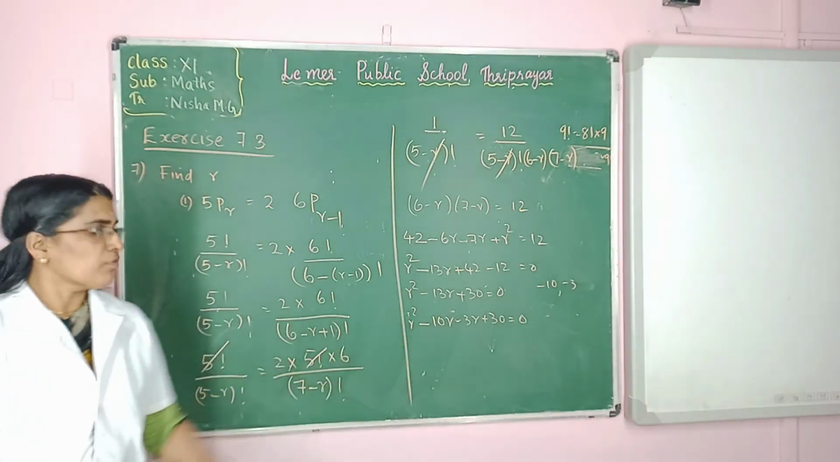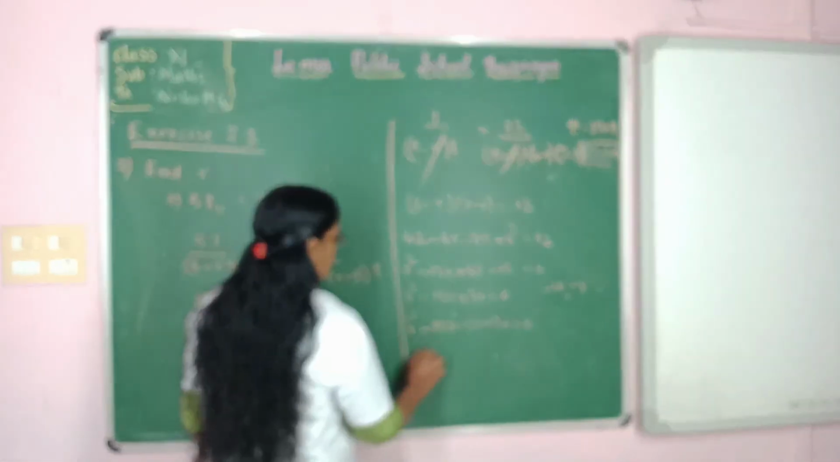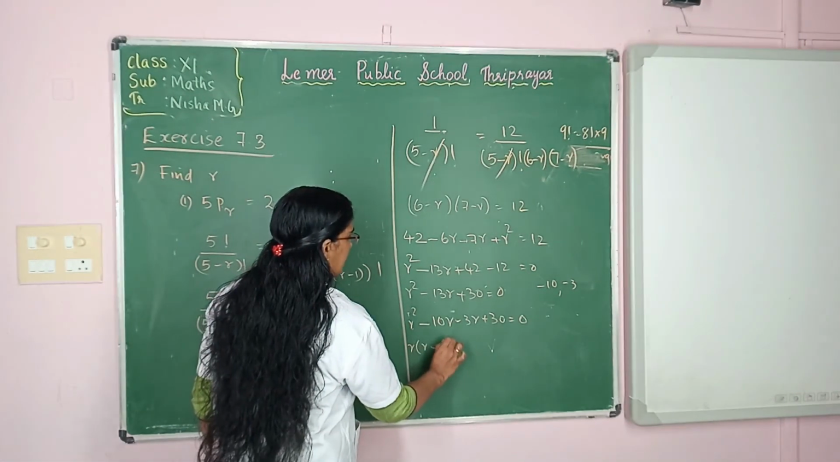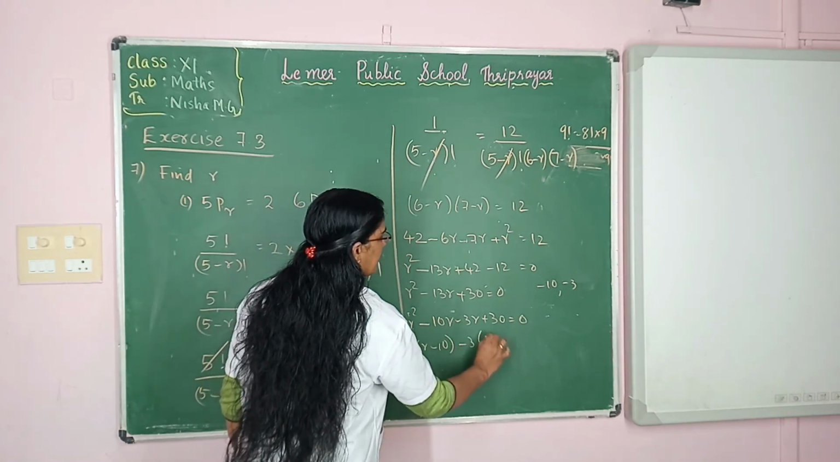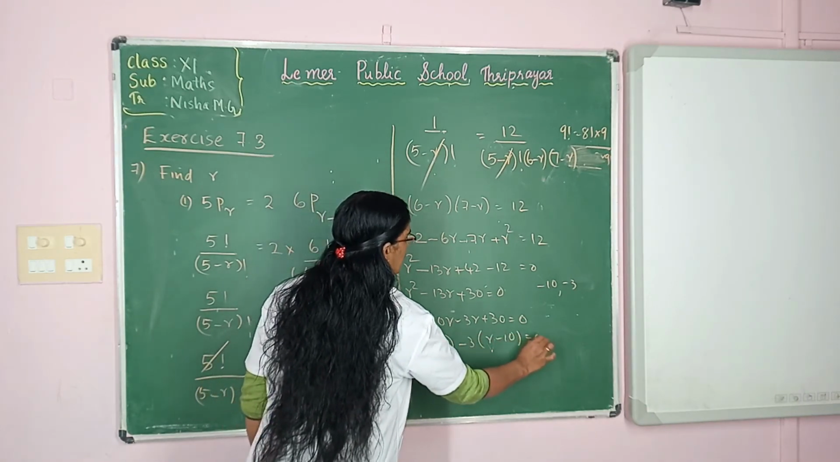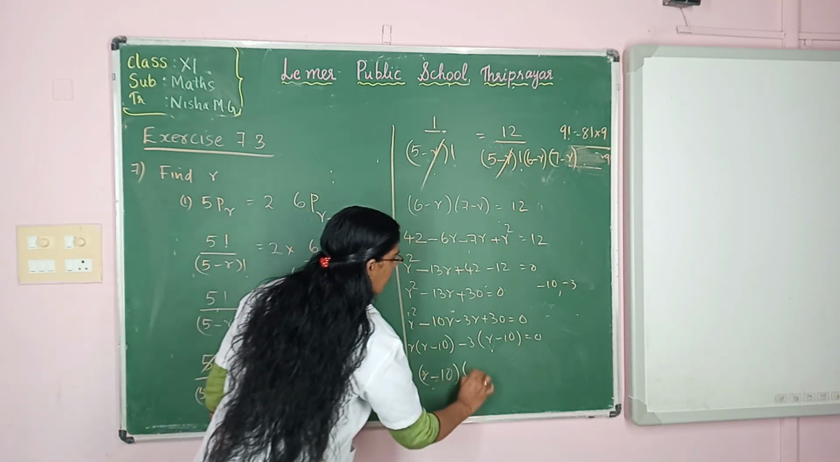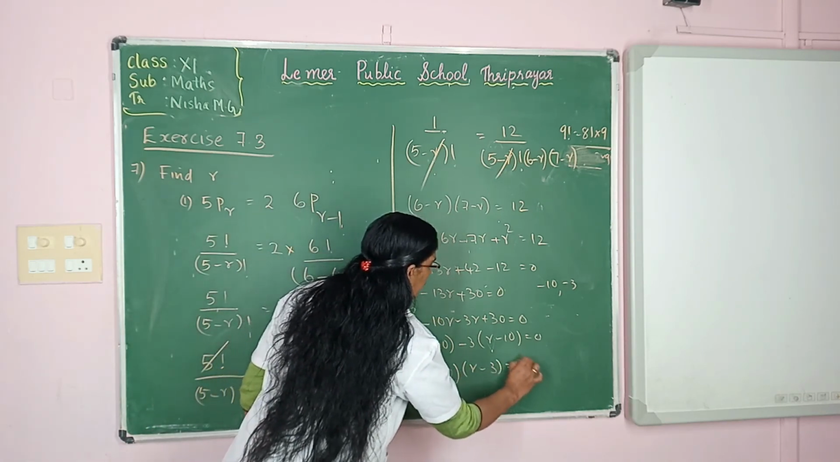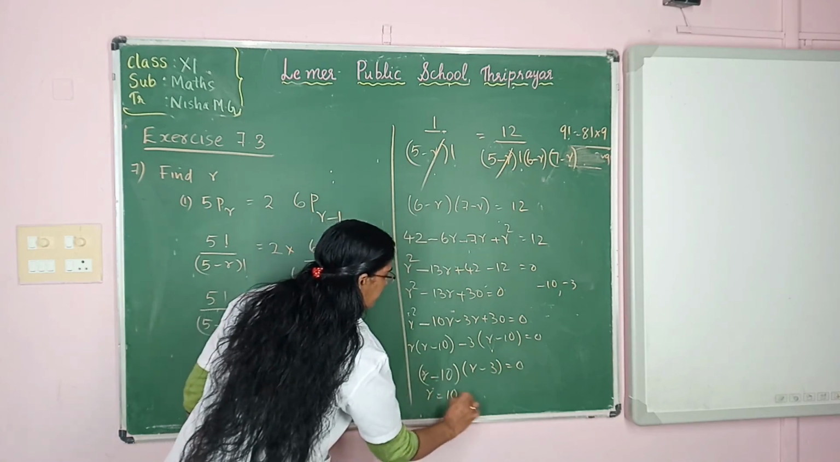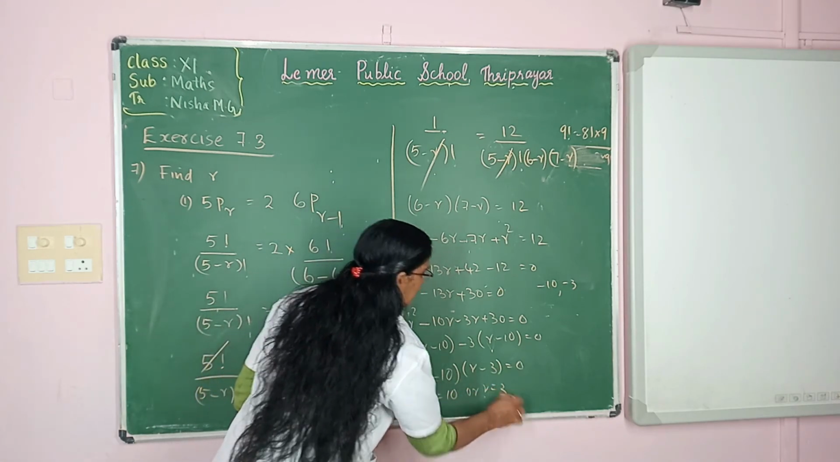I think this is simple for you. Common factors: r into (r minus 10) minus 3 into (r minus 10) is equal to 0. Again common, (r minus 10) is common, into (r minus 3) is equal to 0. r is equal to 10 or r is equal to 3.